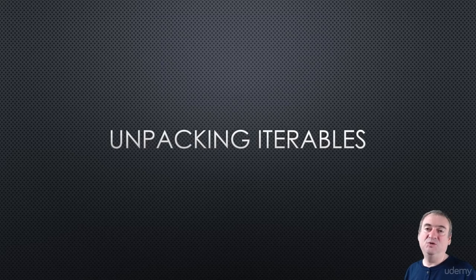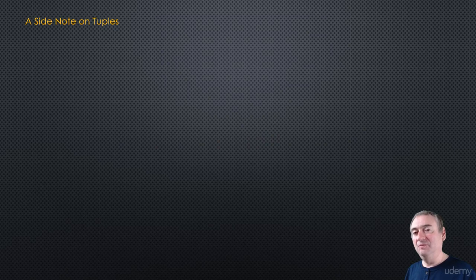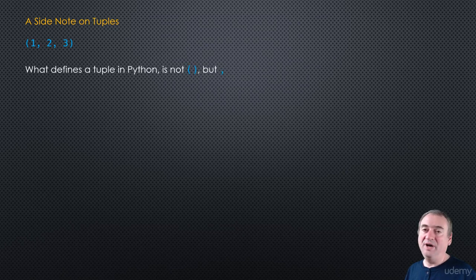Hi, in this video we're going to look at unpacking. So first I want to make a quick side note on tuples. So this is a tuple, right? We've seen those before. But what defines a tuple in Python is not the parentheses, it's the comma. So 1, 2, 3 without the parentheses is also a tuple.